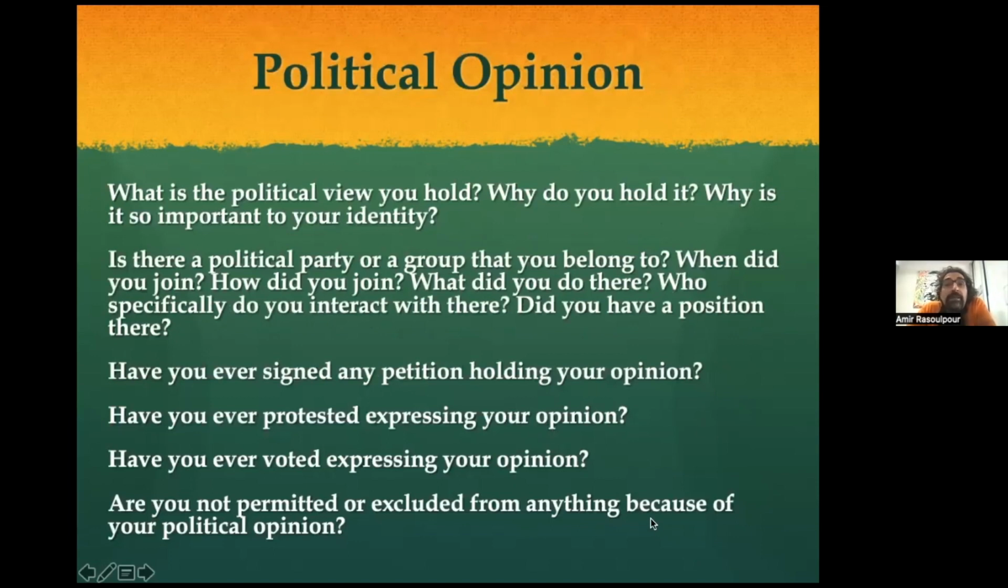Another example could be political opinion. So same sort of things that you want to think about. Why do you hold this opinion? Why is it important to your identity? Is there a political group? When did you join? How did you join? Who introduced you to this group? What was their name? Do you remember the first meeting you went to? What did you do? Did you just attend meetings? Did you pass out flyers? Were you involved in a more significant way?